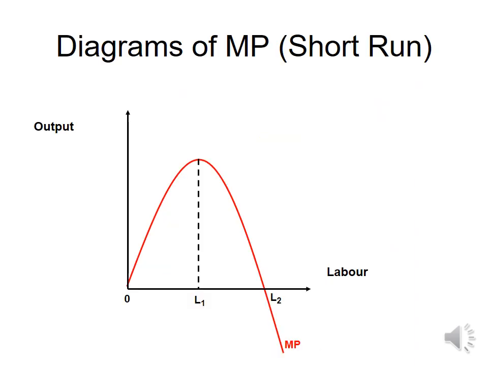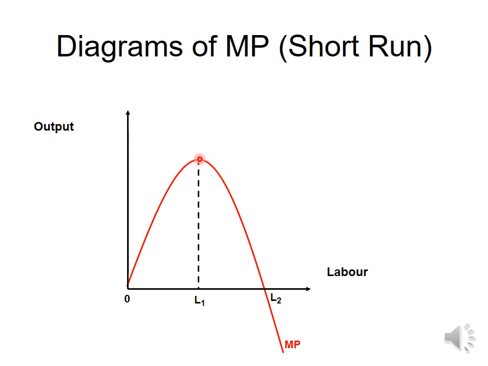Now, this is how your marginal product looks on a diagram. On this axis, we have output. On this axis, we have labor, the number of workers. When you increase the number of workers in a business producing a good or service, your additional product, your marginal product, the additional units that can be generated when you hire one more worker, will initially go up. Initially it will go up. You reach a point, the highest point, then it will start to fall.